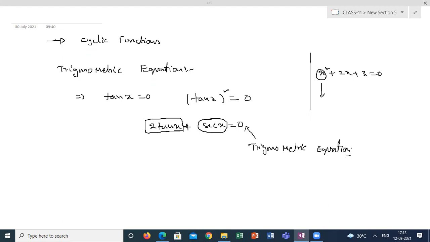Yes. Anyone can define what a trigonometric equation is in your own language in a different way. Anyone can try. What is meant by trigonometric equations? Simply, I can say an equation involving trigonometric ratios.